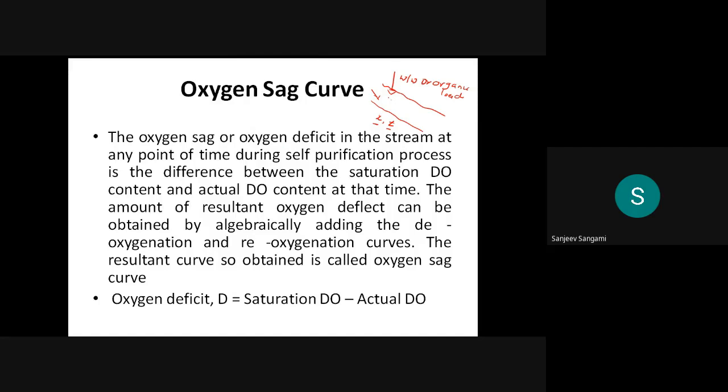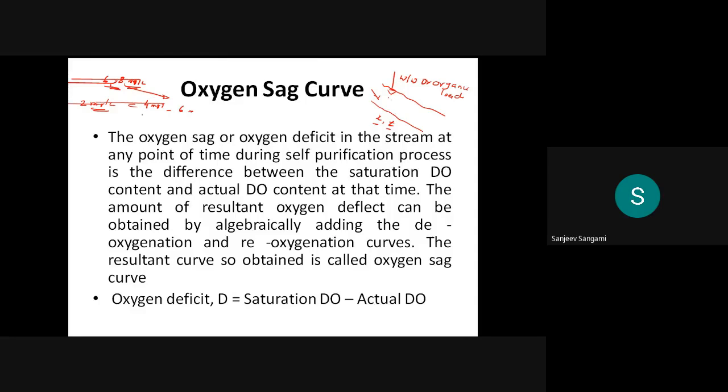Deficit means shortage. A shortage in the sense we have to always compare with some standard. If we say that 6 to 8 milligram per liter is required in a healthy river, and suppose we are maintaining 2 milligram per liter, then the deficit should be 4 milligram per liter, if you compare with 6. Required is 6 to 8, but the deficit we are getting is 4 or 6, based on these two values.